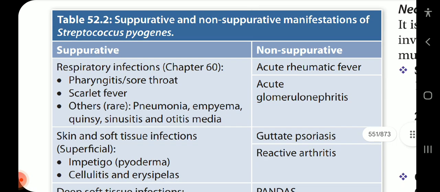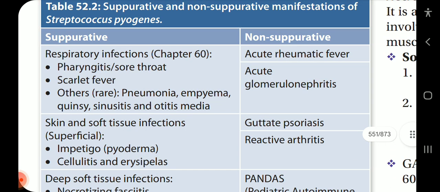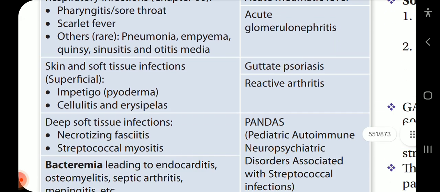Suppurative and non-suppurative manifestations of Streptococcus pyogenes. Suppurative: respiratory infections, pharyngitis, sore throat, scarlet fever. Others which are rare are pneumonia, empyema, quinsy, sinusitis, and otitis media. The non-suppurative ones include acute rheumatic fever and acute glomerulonephritis.